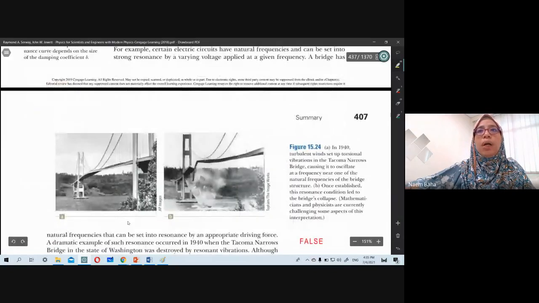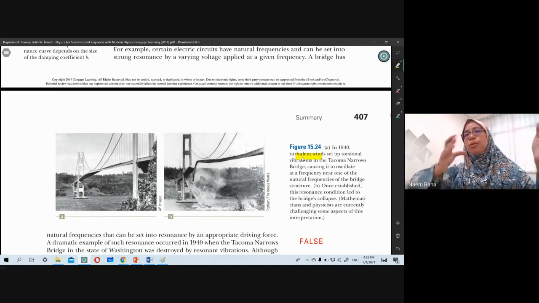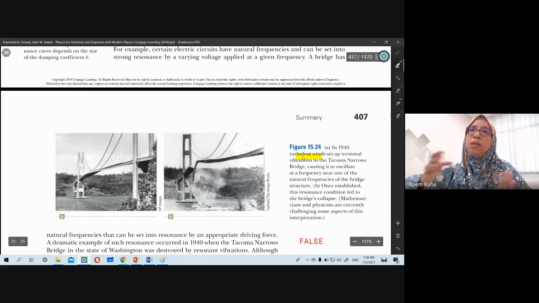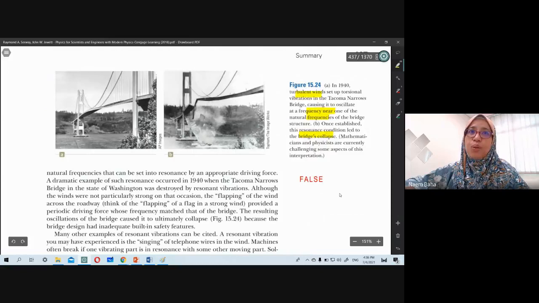Okay, this is the Tacoma Bridge, in 1940, where a turbulent wind, so this is forced vibration, kept blowing. The Tacoma Bridge is supposed to vibrate and oscillate. But heaven forbid, it turned out that one day it was vibrating at its natural frequency, and that led to the collapse of the bridge itself.